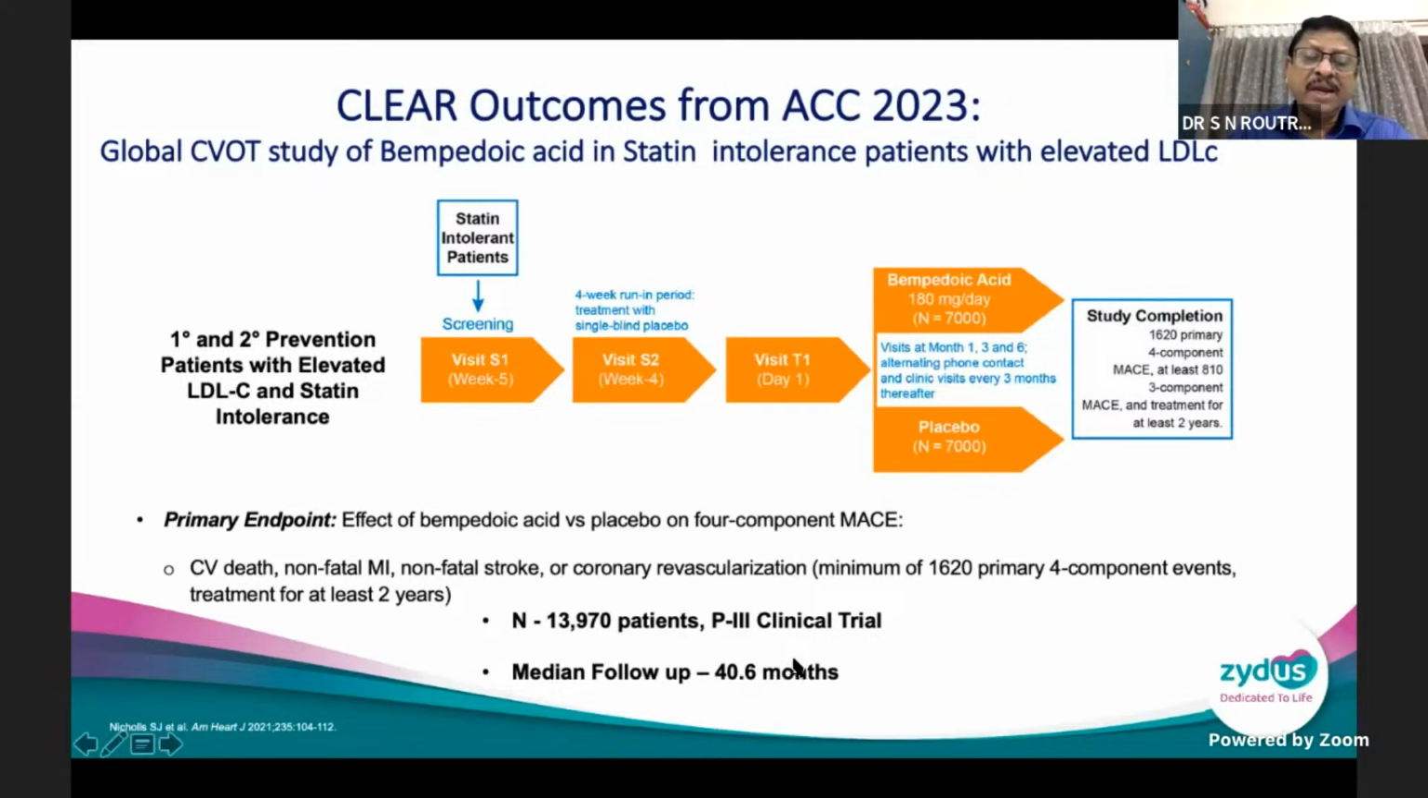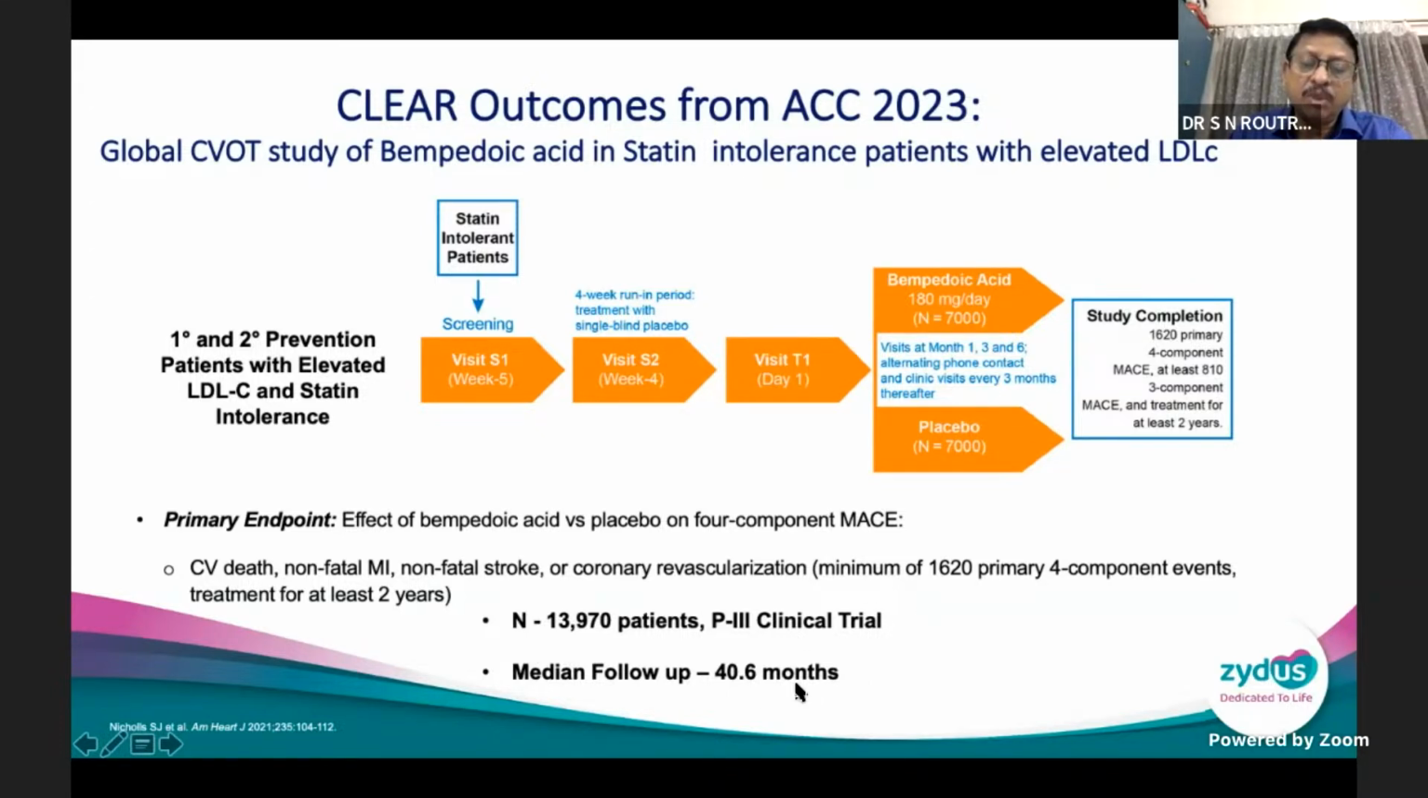And in this study, the median follow-up was 40.6 months. And the primary endpoints were the four-component endpoint and the three-component endpoint. The effect of bempedoic acid versus placebo on the 4-point MACE. What are these 4-point MACE? Cardiovascular death, non-fatal MI, non-fatal stroke, or coronary revascularization. These are the 4 points. Here, they targeted a minimum of 1620 primary 4-component events, at least 810 3-component events, and treatment for at least 2 years. Here, 13,970 patients were included.